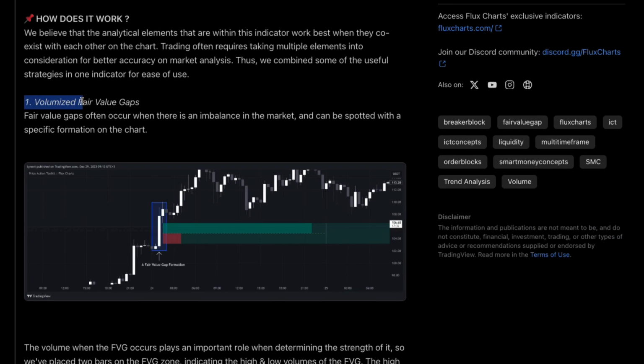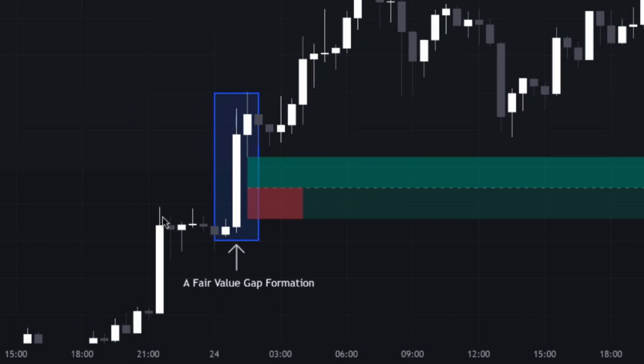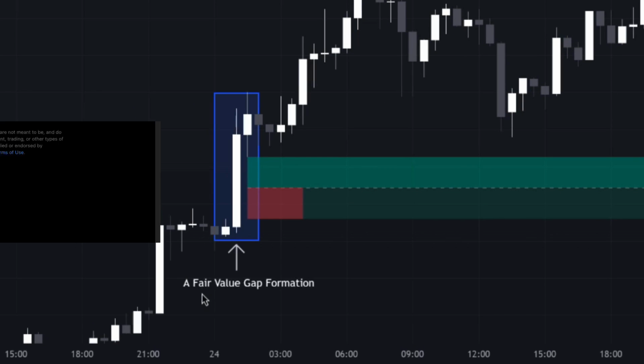First off, let's talk about the volumized fair value gaps. Fair value gaps often occur when there is an imbalance in the market, and can be spotted with a specific formation on the chart. As you can see, here is a fair value gap formation.